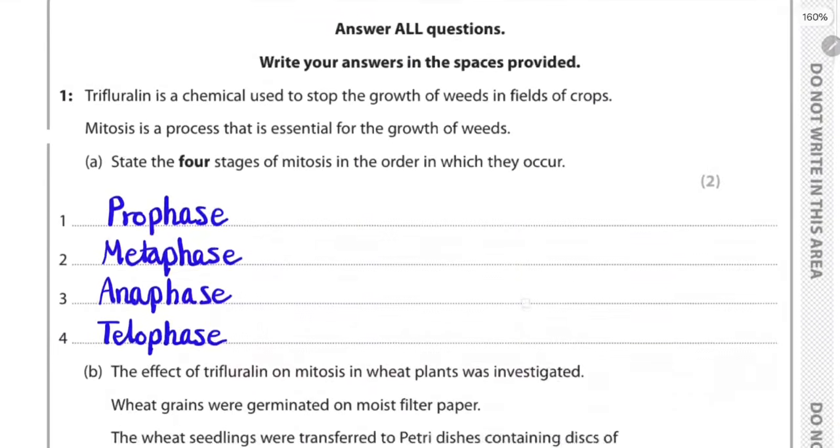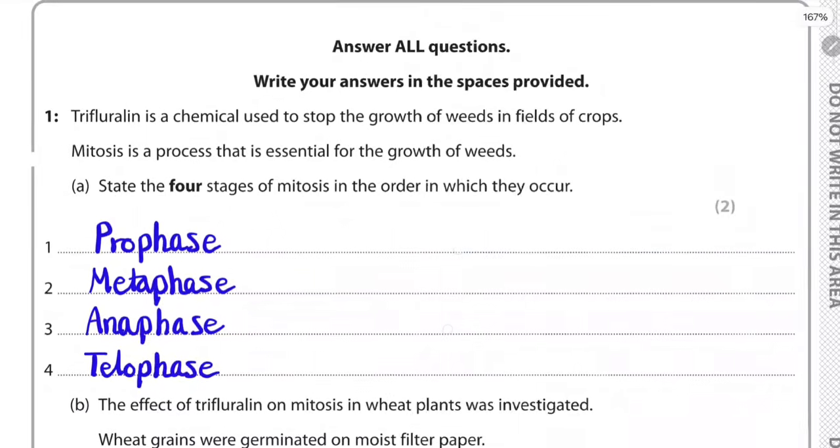For the first question, we've got a very direct question. State the 4 stages of mitosis in the order in which they occur. And we have memorized this before using the mnemonic PMAT: prophase, metaphase, anaphase, telophase. Just write them in the correct order in this question.